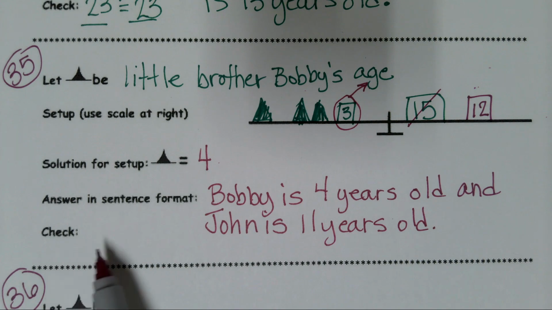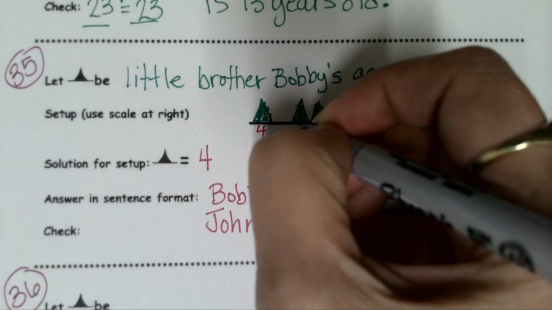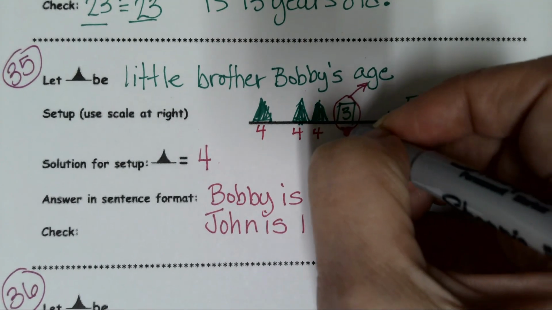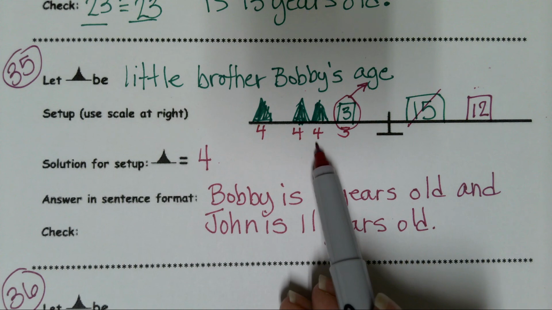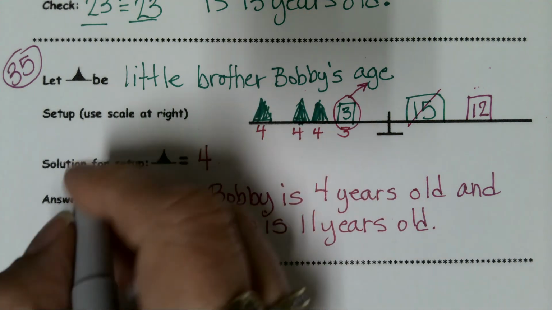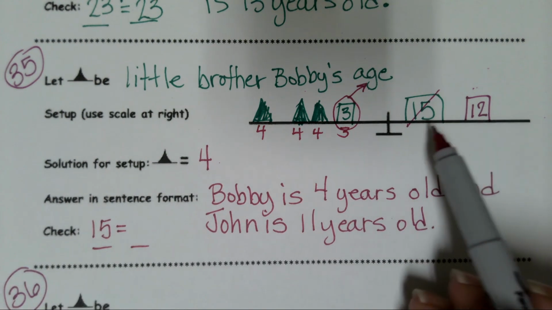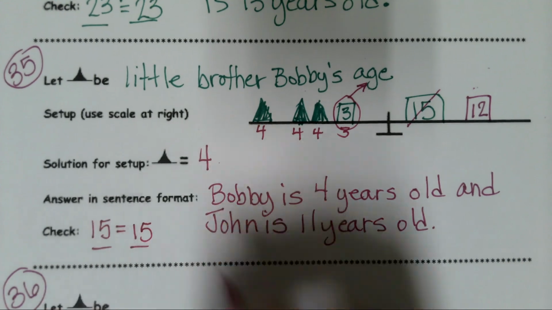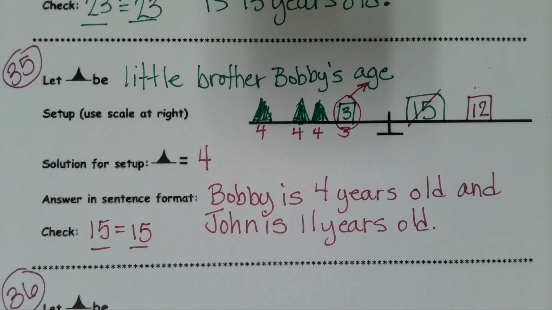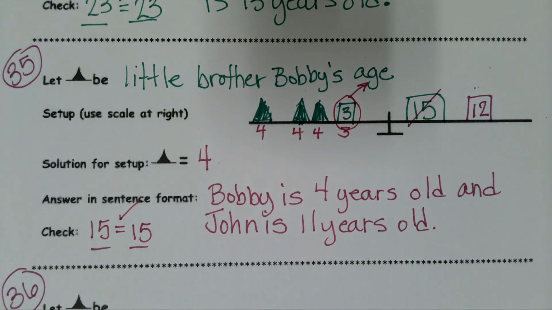So let's do our check. Our pawns are 4, so I'm just going to write below this 4, 4, and 4, and then we had a 3 here. So 4 plus 4 is 8, 8 plus 4 is 12, 12 plus 3 is 15. So I have a 15 on the left, and on the right, all I had was a 15 cube. So 15 is the number on my right. Is 15 equal to 15? Yes, it is. So that is a check.